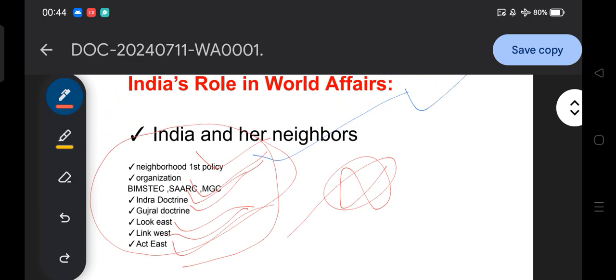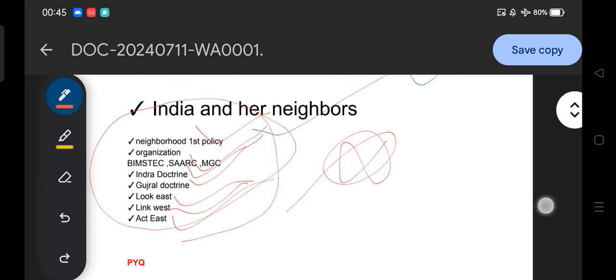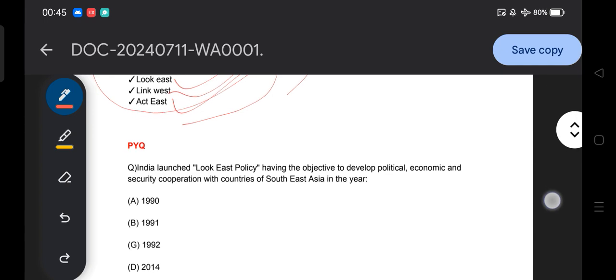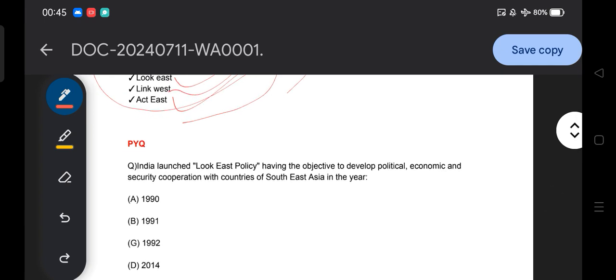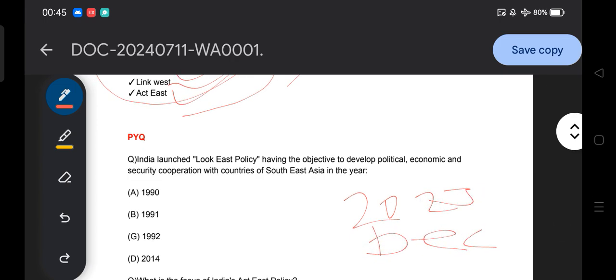As you know, first we are supposed to discuss the previous year questions, followed by which we are going to revise the theory or expected information which can easily be converted into questions. So guys, without delay, let's see the first question, a very controversial question from your December 2023 SSB lecturer paper. The question is: India launched the Look East policy having the objective to develop political, economic and security cooperation with the countries of Southeast Asia in the year 1990, 1991, 1992, 1999 or 2014.